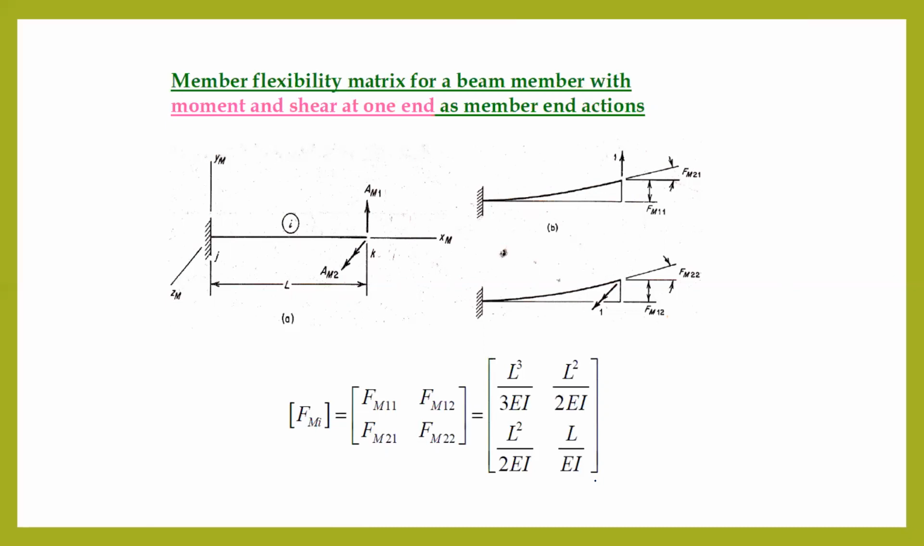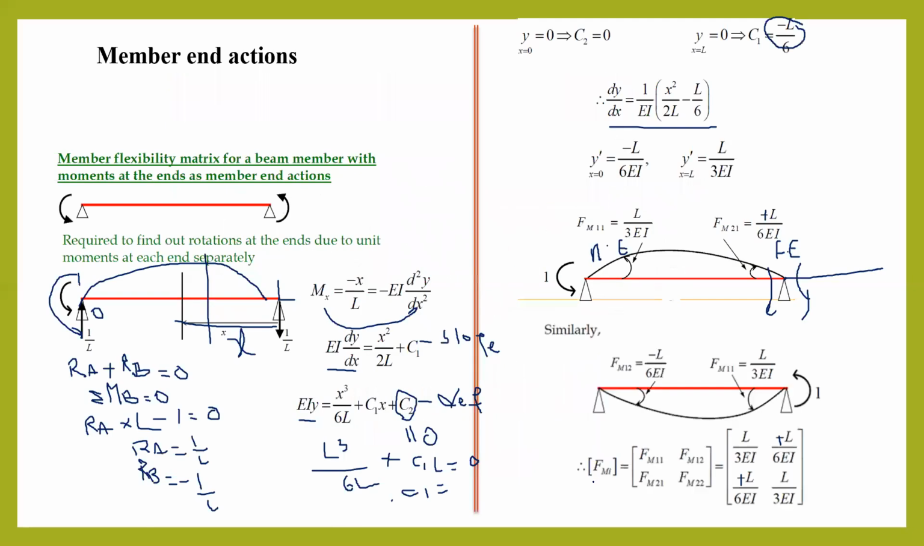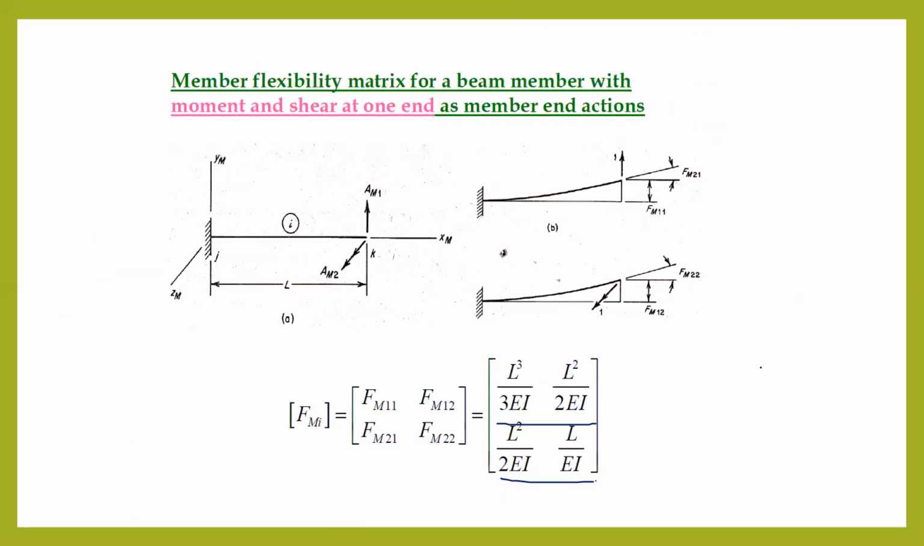So it is up to you to choose the redundant values, because once if you choose force as a redundant, as you can see here, it takes some time for you to derive. If it is a moment one, then it is very easy to solve. But if you don't have a choice, then you need to choose both.